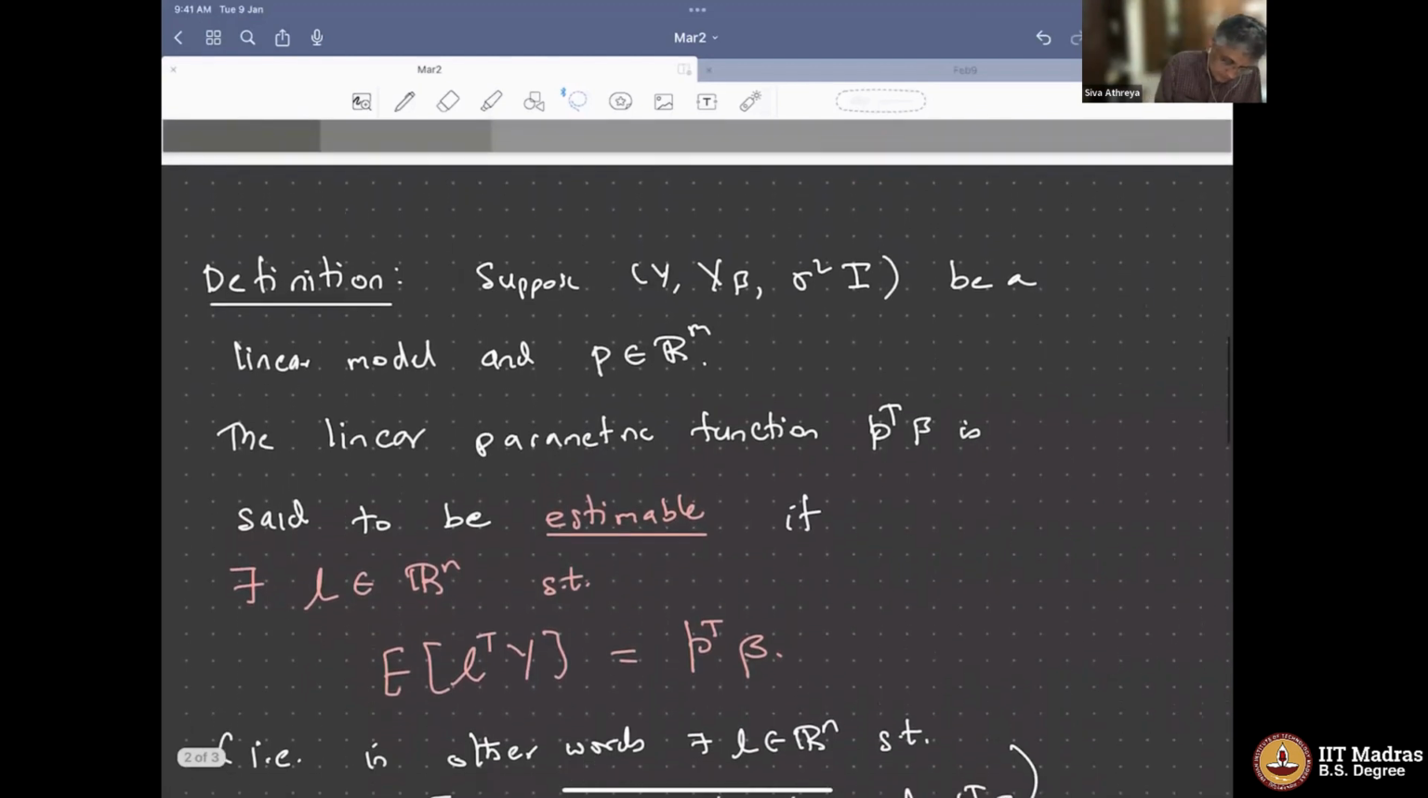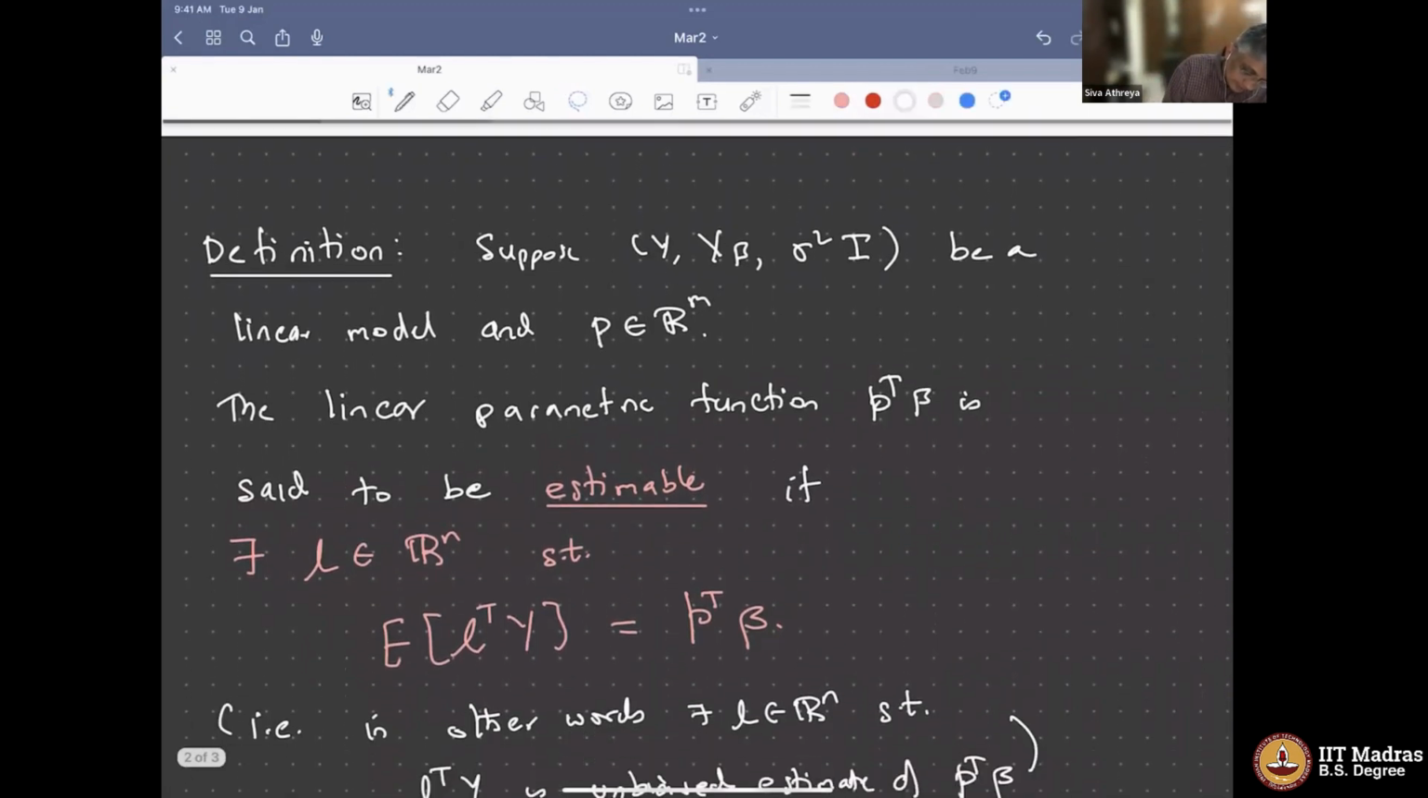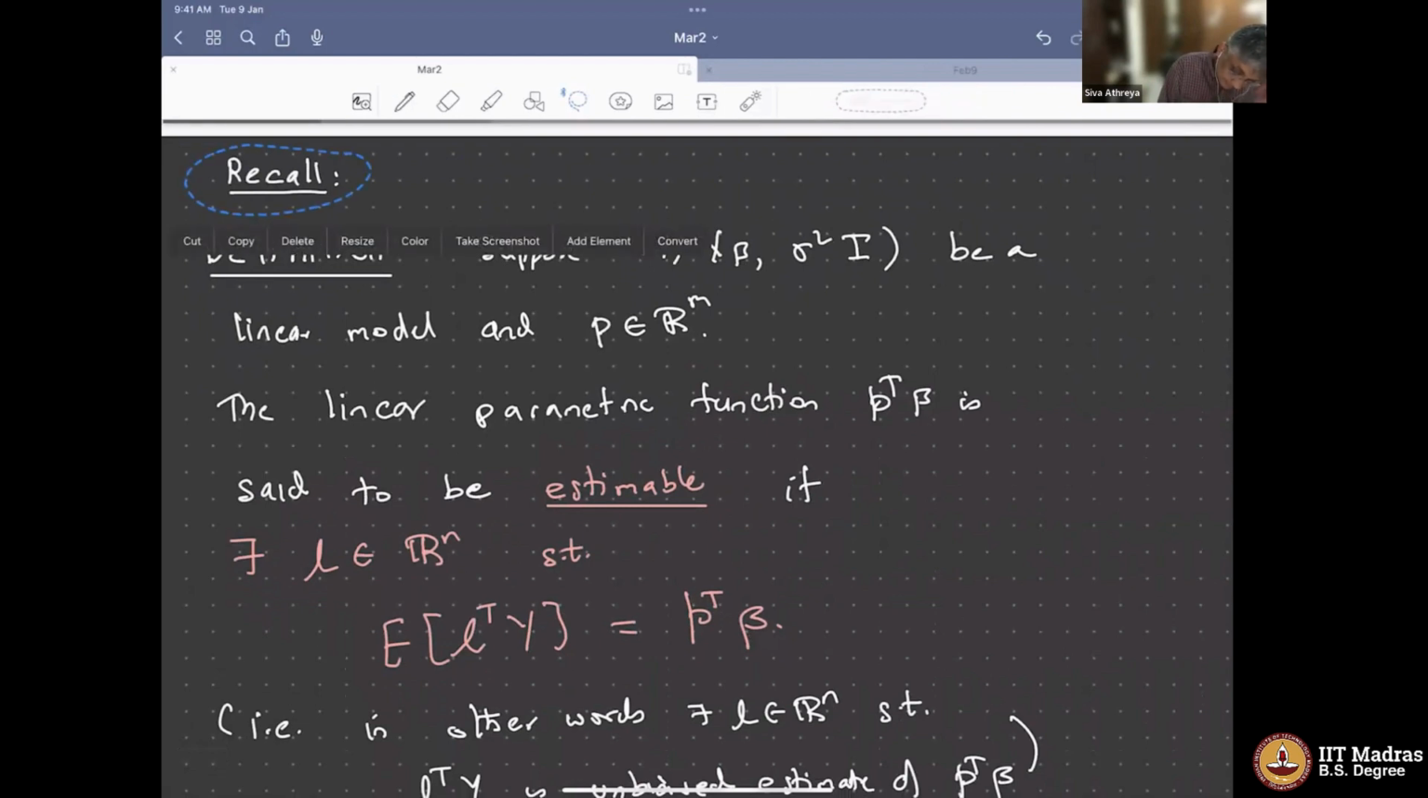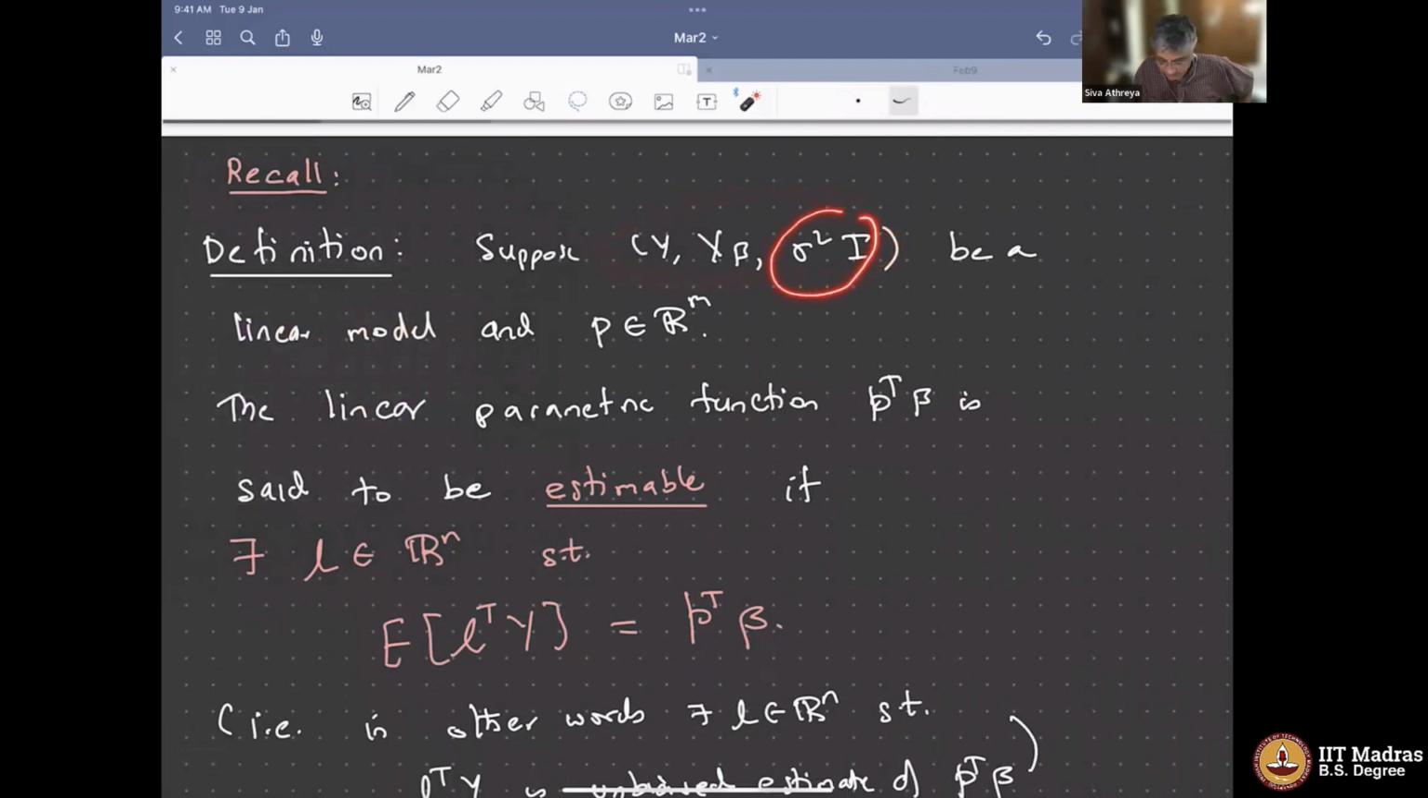Okay, so today let me recall just some definitions we did a couple of weeks back. We had done this notion of linear parametric function. So you have a linear model Y, Xβ, and σ²I. σ² represents the variance of the errors, and covariance is 0, or uncorrelated variables.